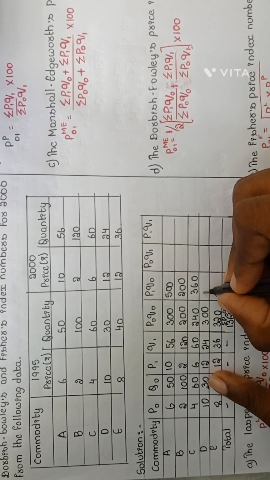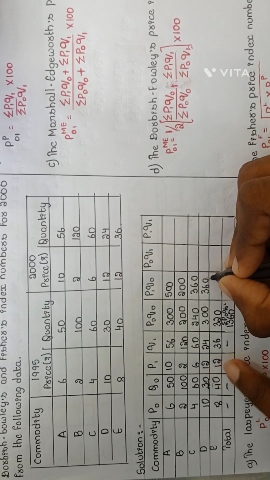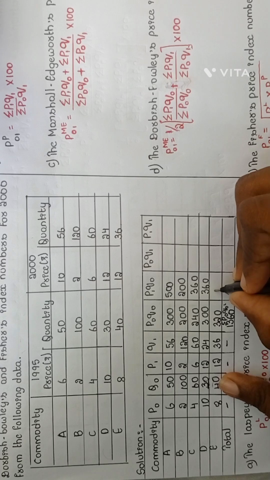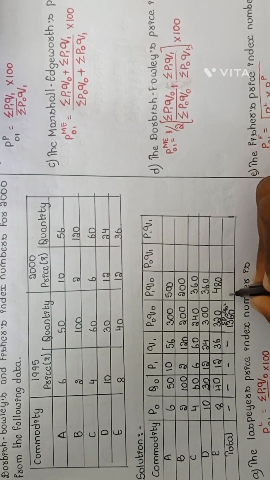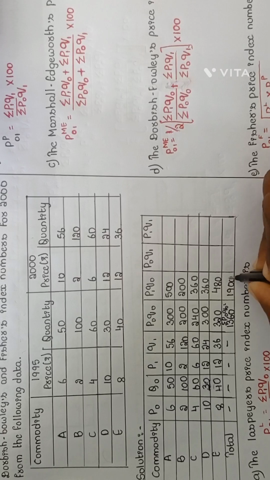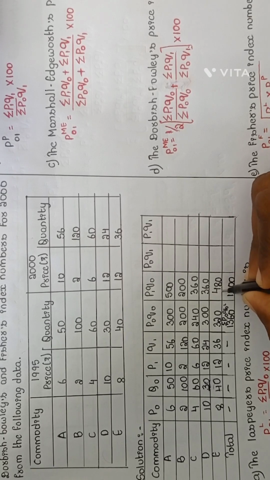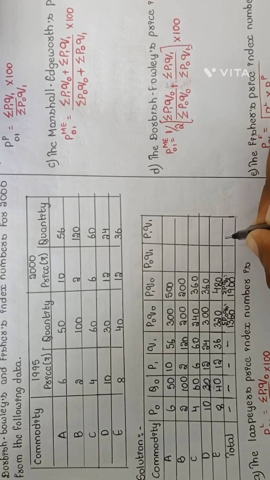12 into 30 is 360. 12 into 40 is 480. And the total of this is 1900, and this will be represented as summation P1 Q0.